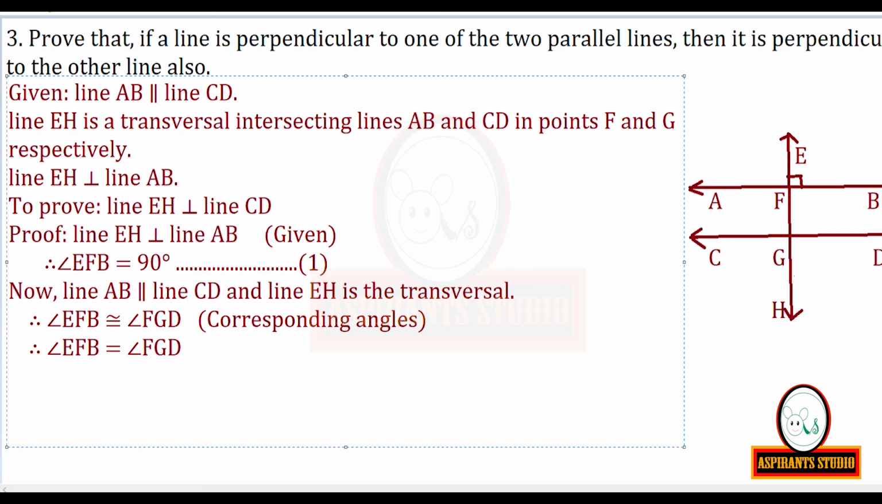Now look at equation 1. Measure of angle EFB is 90 degrees. So pick up that and substitute over here. You will get the measure of angle FGD is equal to 90 degrees. Therefore, line EH is perpendicular to line CD.